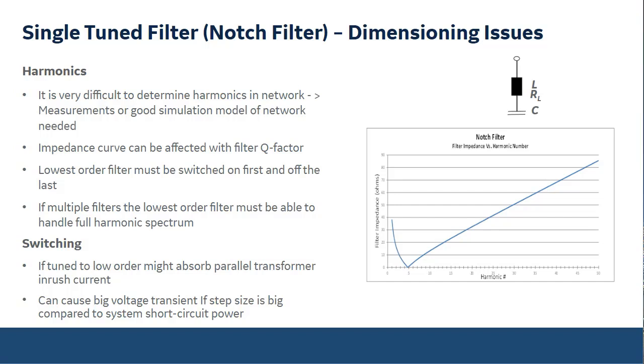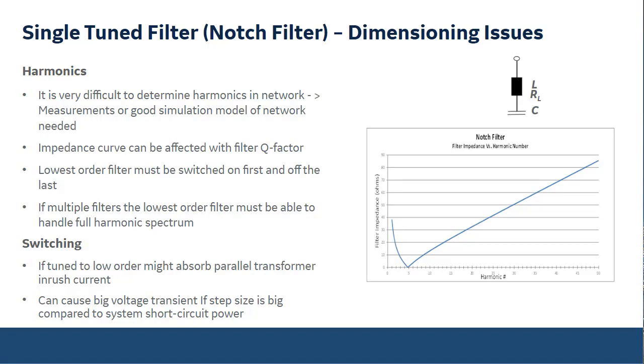With multiple filters, yes, you have to design the lowest order filter to handle the full harmonic spectrum also. Because if you only use one filter, it will be the lowest order and the full harmonic spectrum will still be there. So it has to be able to withstand it. Of course, the higher frequencies will not stress the lowest order filter that much, but still you have to take it into account.